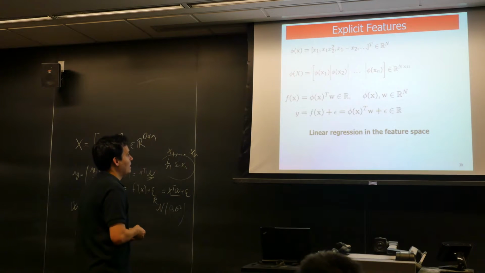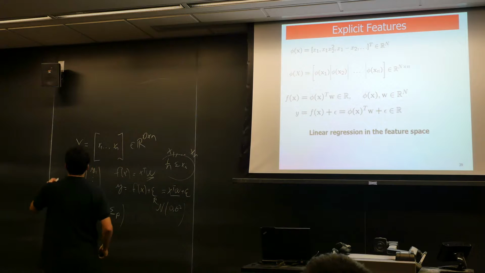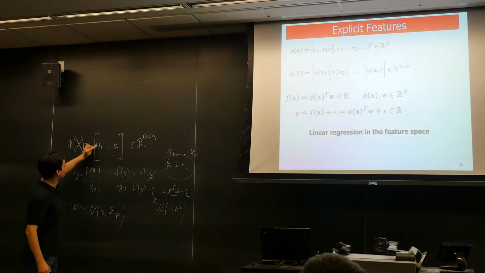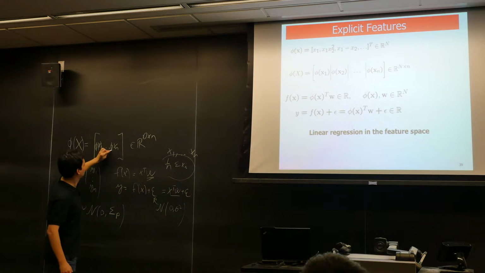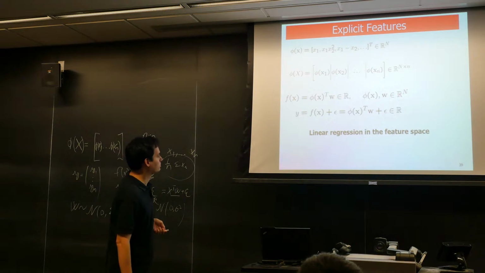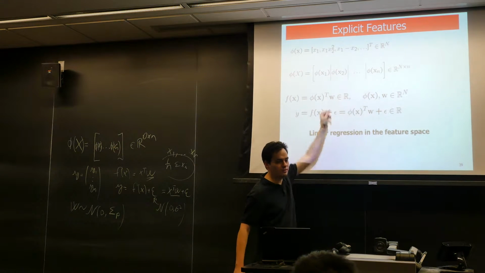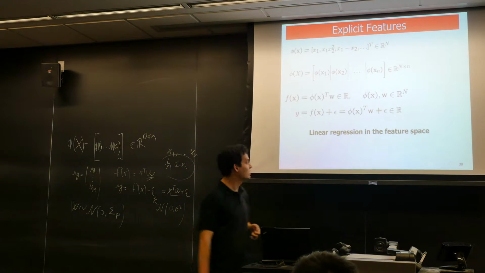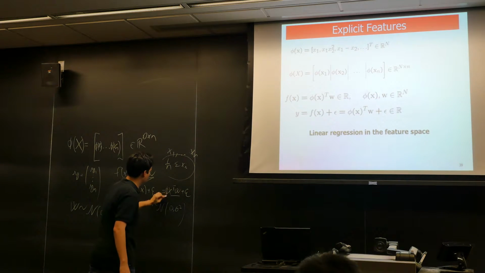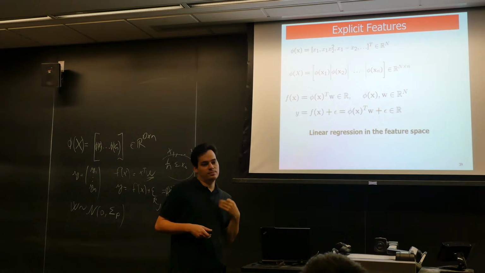Okay, so this is what happens now. I introduce a new notation: phi of x is just the transformed input vectors. My new prediction, instead of x transpose w, will be phi of x transpose w. So basically, whenever I had x, I just replace that with phi of x.